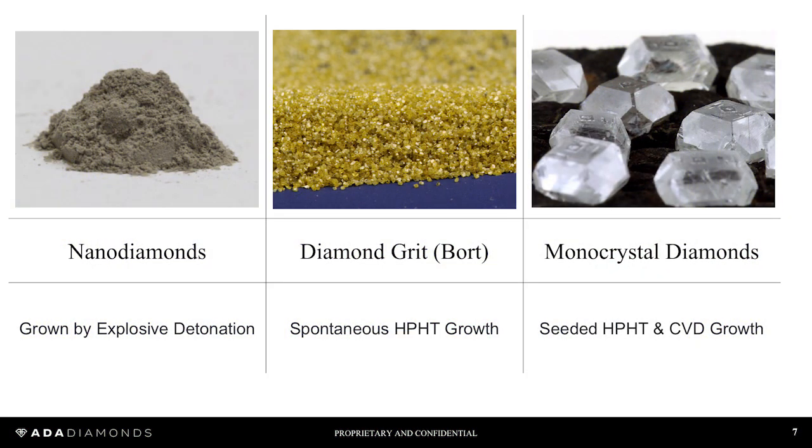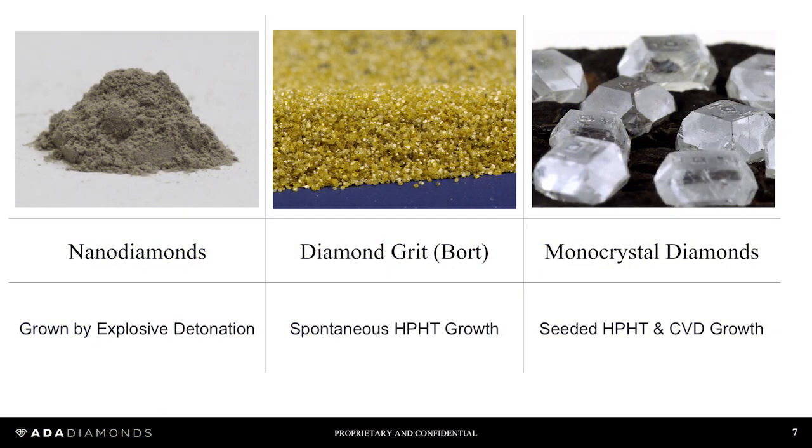Okay, so let me categorize diamonds into five categories. The first three are naturally occurring, and the second two are not. So first is nano diamonds, which are grown by explosive detonation or meteorite impacts. What's interesting about nano diamonds is it was discovered by accident by the Soviet Union as they were using carbon in their triggers for their nuclear weapons and got microscopic diamonds as a result.